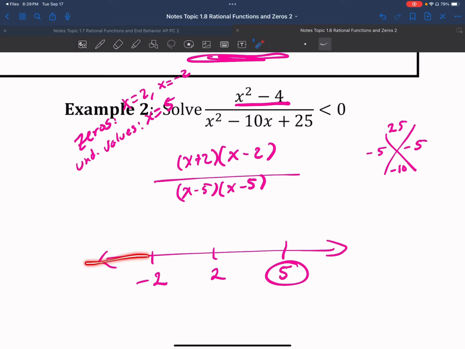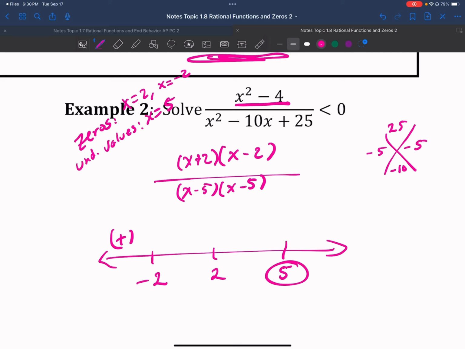I am going to pick a number less than -2, like -3. -3 plus 2 will give me a negative. -3 minus 2 will give me a negative. And then for the bottom one, -3 minus 5, negative, -3 minus 5, negative again. So these two will become positive when I multiply my numerators. These two will become positive when I multiply my denominators. So the first interval is going to be positive.